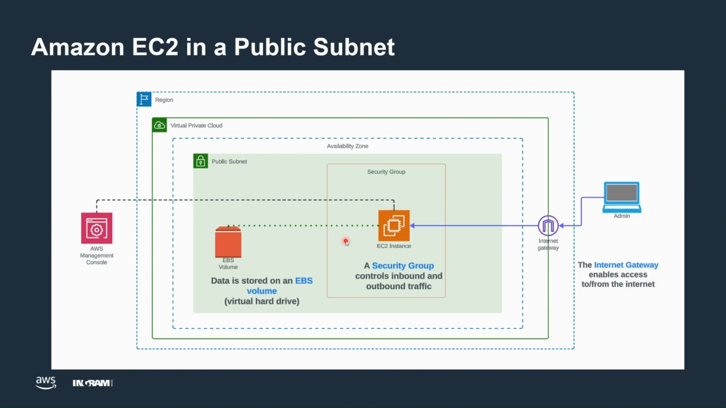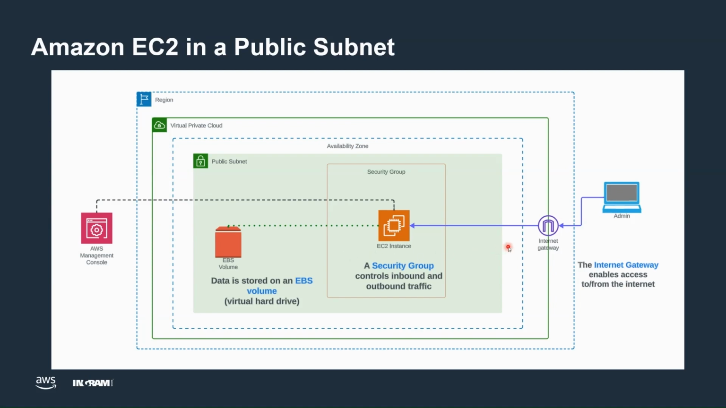That instance is given an attached EBS volume. This is where the data is stored. The elastic block storage volume is essentially a virtual hard drive where the operating system and any data gets stored. We'll also attach a security group. The security group controls the inbound and outbound traffic. Essentially, it's a firewall to access our instance.